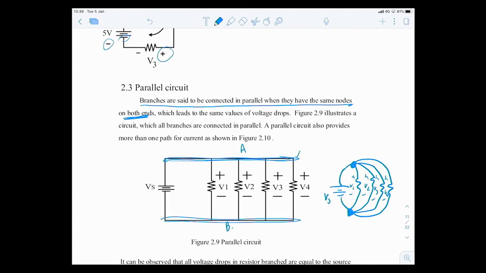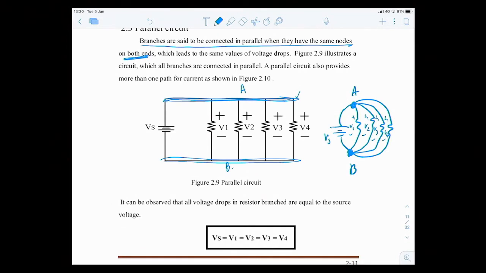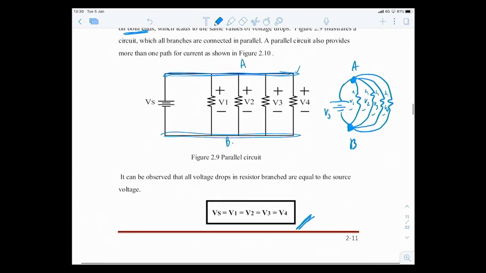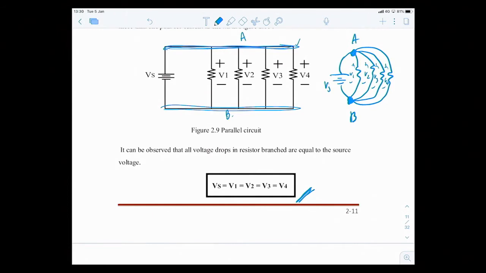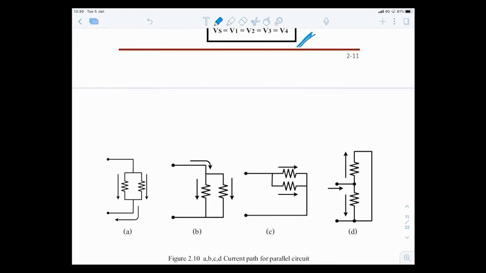Okay. So if you use a voltmeter to measure the voltage across point A and point B, they would all be the same. They would read the same for all the branches. So therefore, the voltage Vs is equal to V1, equal to V2, equal to V3, and equal to V4. So all the voltage drops in the resistors are equal to the source voltage. Okay, so that is the definition of parallel.